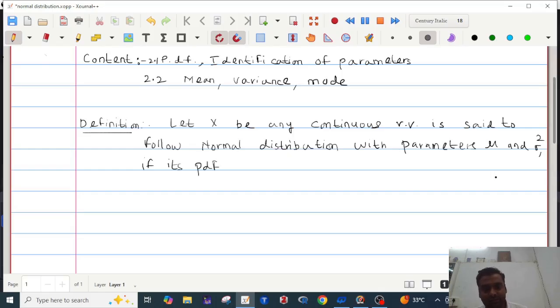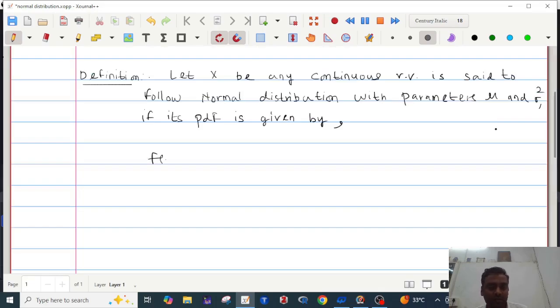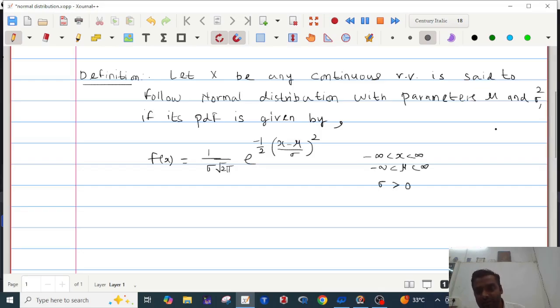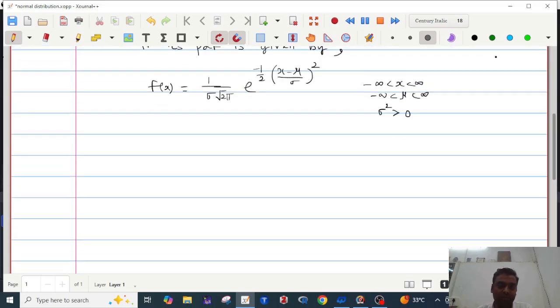The PDF of normal distribution is 1 upon sigma root 2 pi e raised to minus 1 half, x minus mu upon sigma, full bracket square. And the range is x defined from minus infinity to infinity. Mu is also from minus infinity to infinity. And sigma square is positive. This is the PDF of normal distribution.